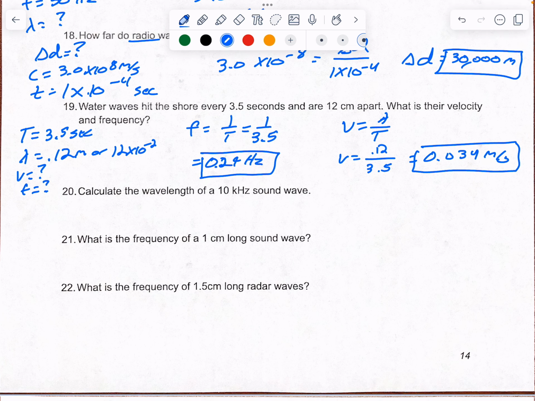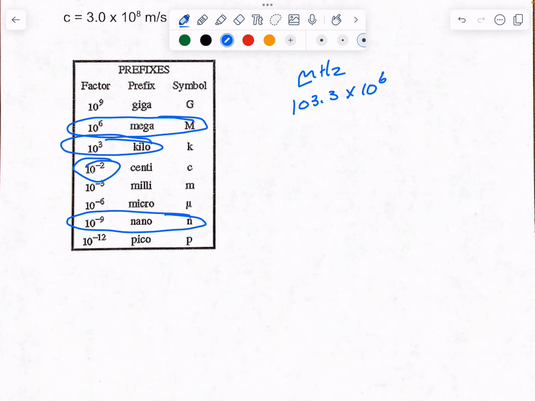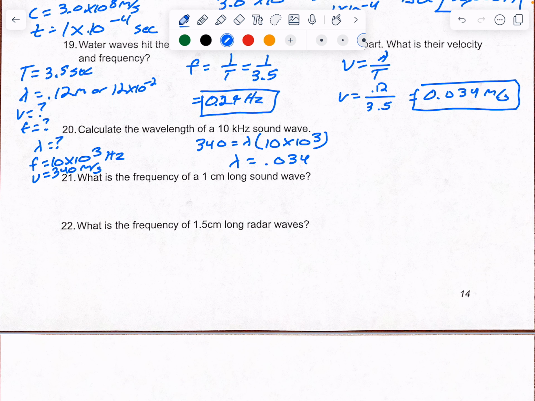20, calculate the wavelength of a 10 kilohertz sound wave. So you're looking for wavelength. 10 kilohertz is your frequency. If you go down to your chart right here, kilo is 10 to the 3. So you're going to do 10 times 10 to the 3 hertz. That fixes that. Remember, you're dealing with sound, so velocity equals 340 meters per second. So 340 equals my wavelength times frequency. Wavelength I don't know. Frequency is 10 times 10 to the 3. Divide both sides by that frequency, and you get a wavelength of 0.034 meters.